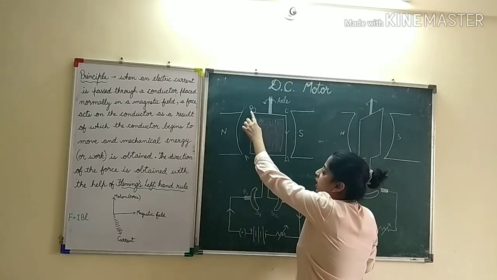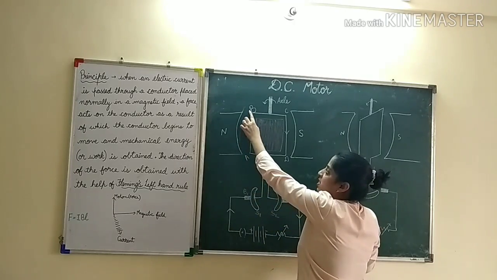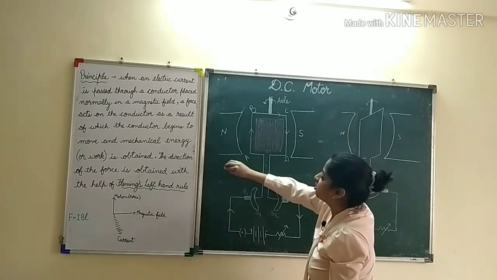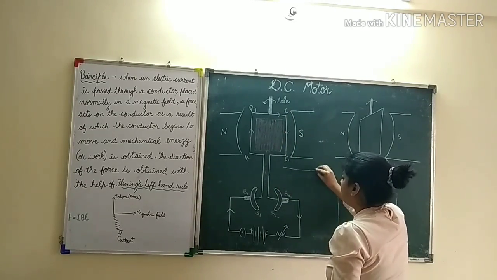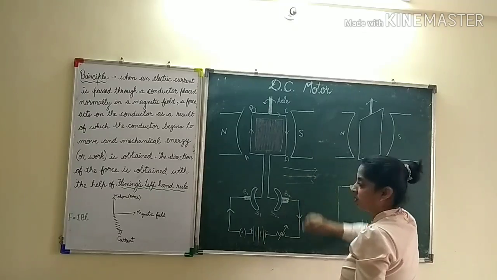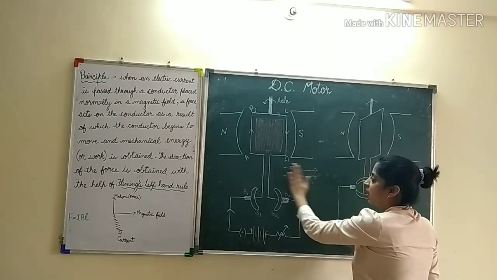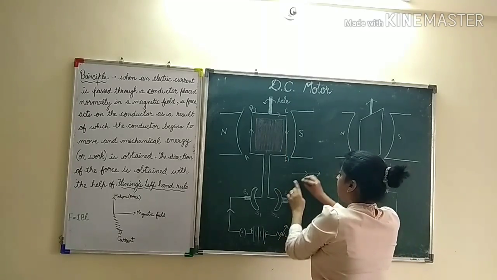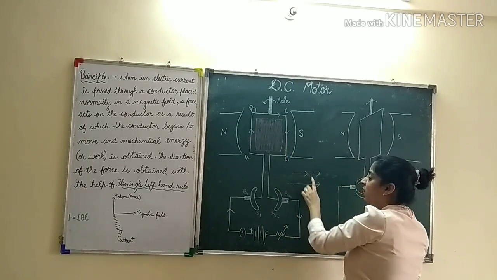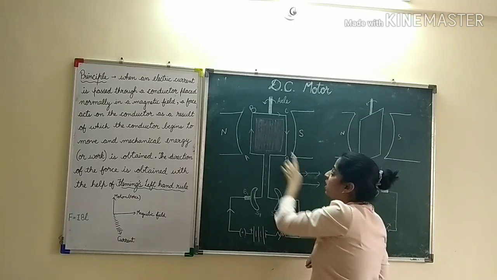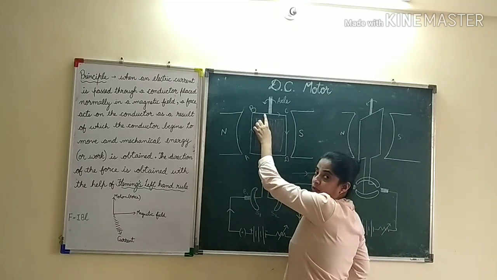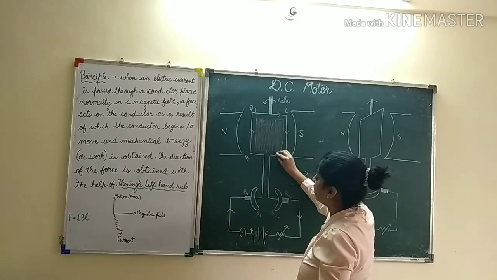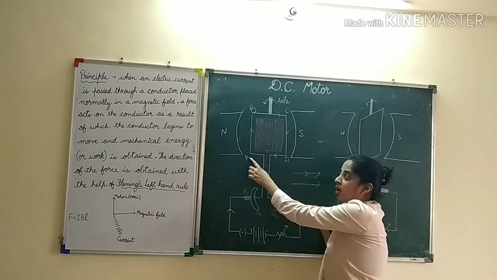Now in coil, in the side AB, the current is passing like this. In BC, the current is parallel to the magnetic field. Suppose this is north and this is south, the magnetic field is from north to south, just like this. So in BC the current is parallel to the magnetic field line. Whenever current is flowing parallel to magnetic field lines, there is no force experienced in this part. Similarly in part AD, there is no current, there is no force that is experienced by part AD.